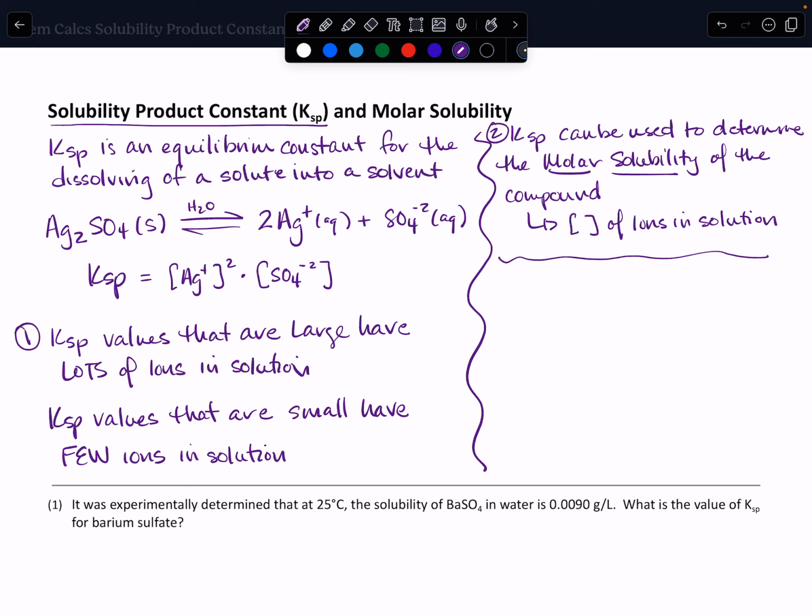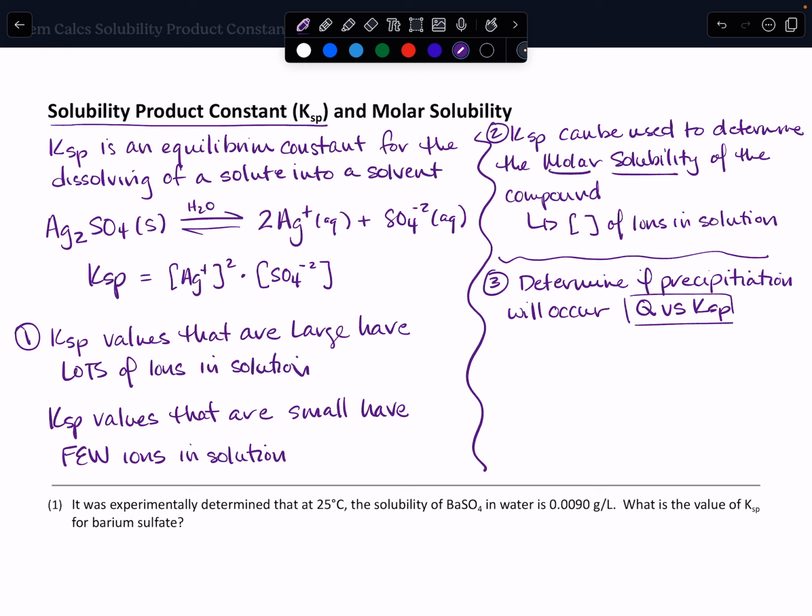The third thing that we can do is determine if precipitation will occur. In this case, we're going to be comparing Q to our Ksp value.